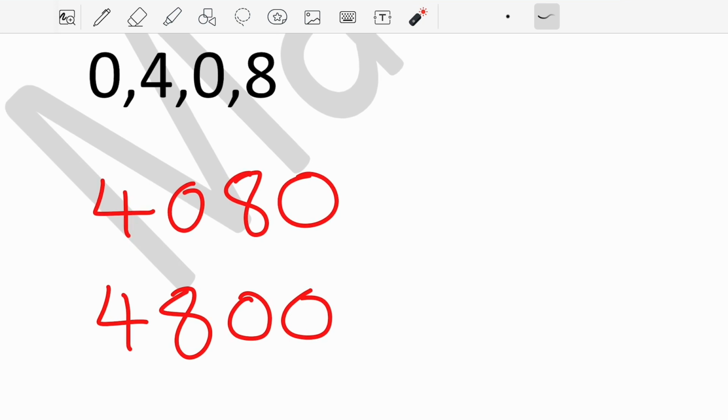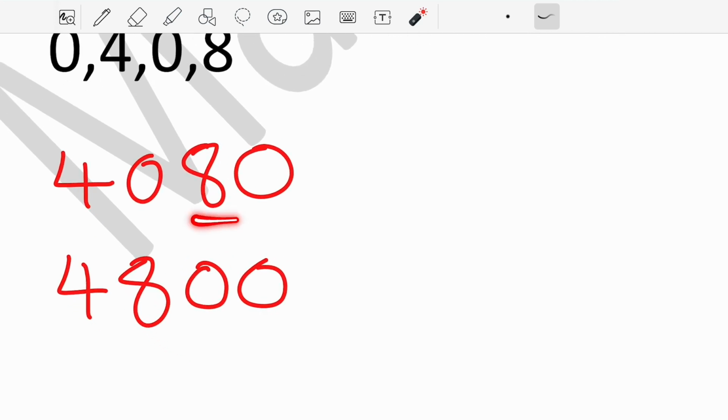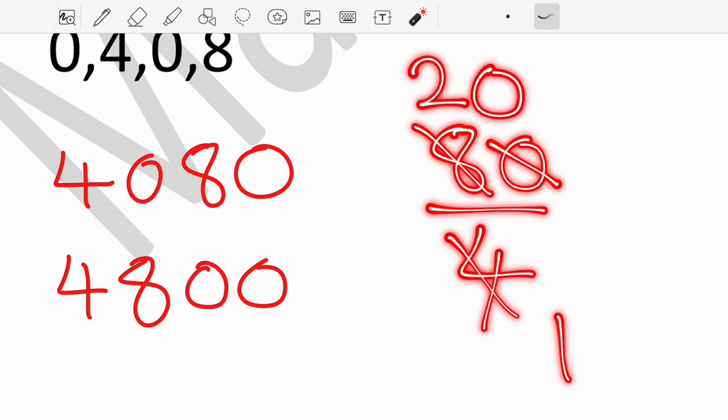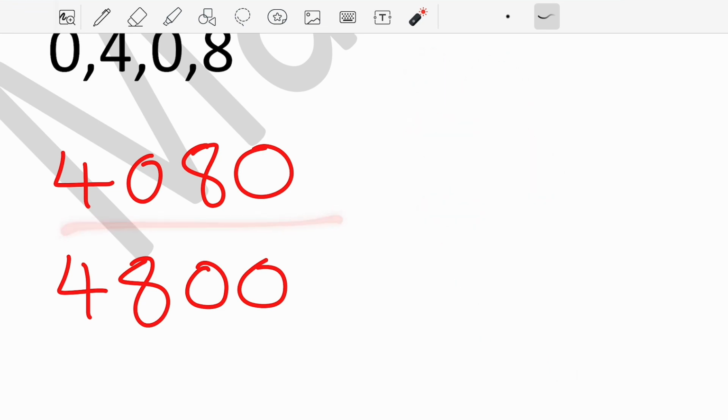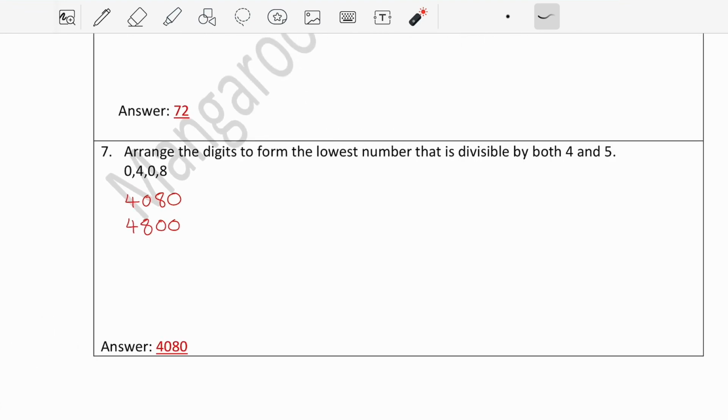A number is divisible by 4 if the last two digits are zeros, or if the last two digits are divisible by 4. So, is 80 divisible by 4? That's not difficult. 4 into 4 is 1, 4 into 8 is 2. Right, we put back the 0, and the end 0, so that's 20. So 80 is divisible by 4, and which one is lower? 480, or 4080, or 4800? Of course, 4080. So that is your answer.